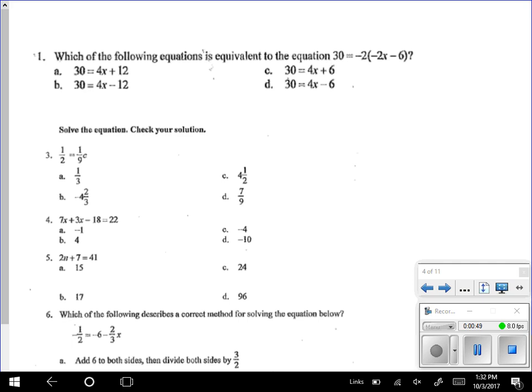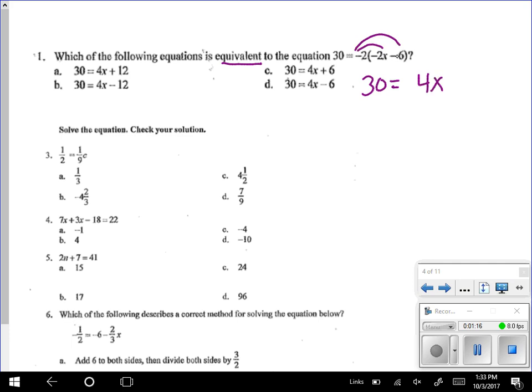So number one, it says which of the following equations is equivalent to the equation? So equivalent means equal, or the same as. So we are going to work to simplify this side of the equation, and then we can see if from there we have an equivalent equation here. So if I distribute my negative 2 into both pieces, I'm going to have negative 2 times negative 2x, which is going to give me a positive 4x.